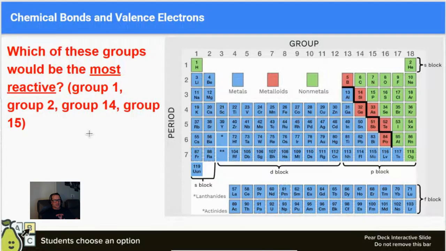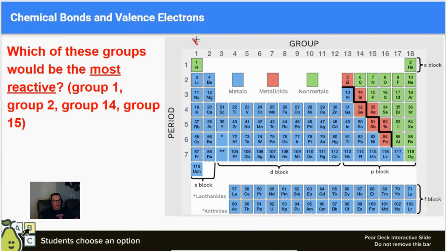All right, it's going to be a question I was going to ask you in our pair deck, but since we're doing a video to save time, I'm just going to give you the answer, but you can think about it. Which of these groups will be the most reactive? And this might be a question on our test. I'm giving you the answer right here, so this could be easily a question on our test.